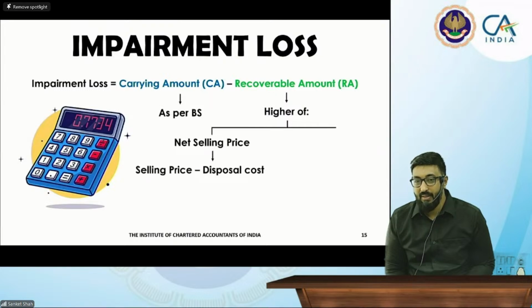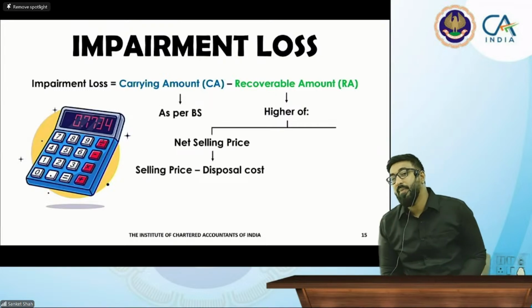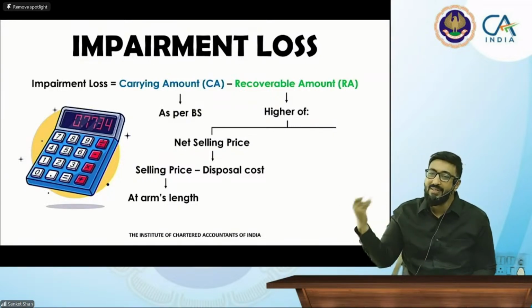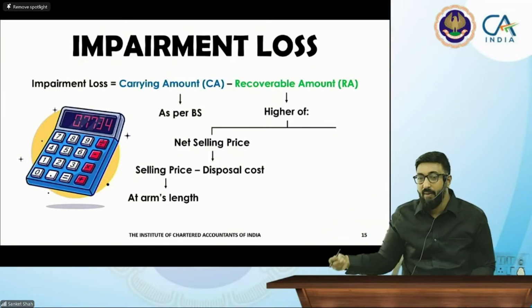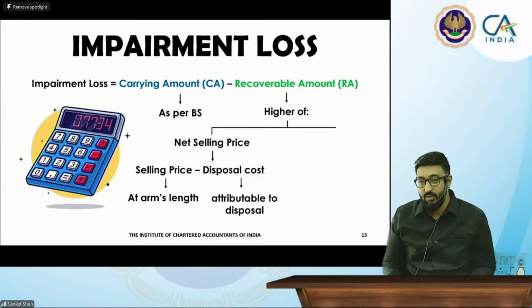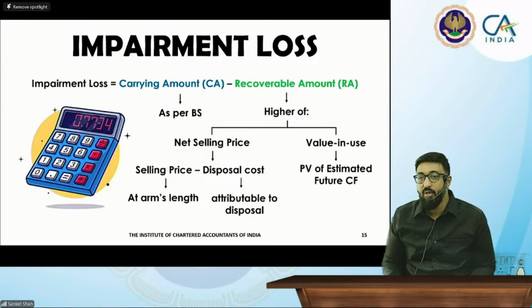So what is net selling price? Selling price minus disposal cost. Selling price is the arm's length price. And disposal means when you are going to sell it, you have to incur some cost, selling expenses. So that is disposal cost. And value in use is the present value of estimated future cash flows. Okay? Yes, sir.